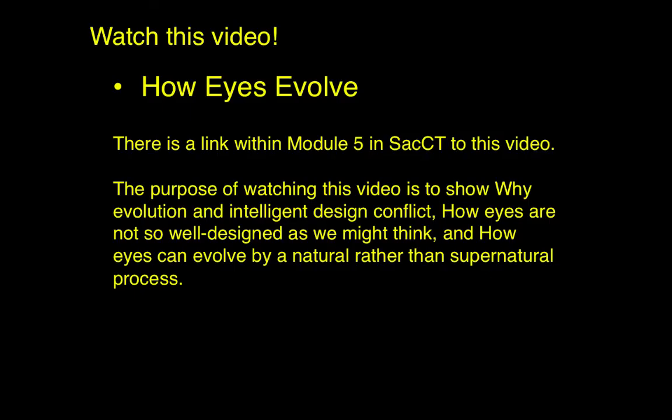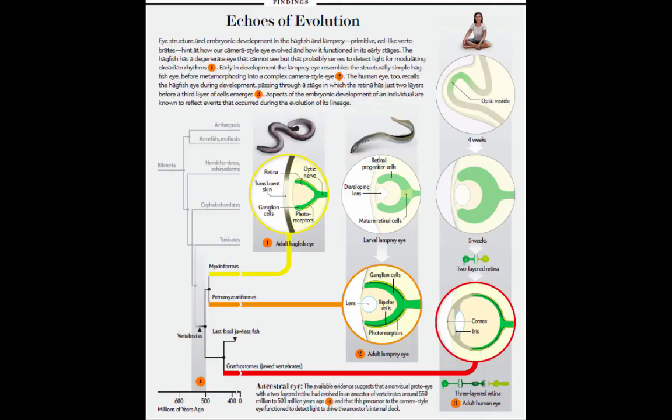Watch this video, How Eyes Evolve. There is a link within Module 5 in SACCT to this video. The purpose of watching this video is to show why evolution and intelligent design conflict, how eyes are not so well designed as we might think, and how eyes can evolve by a natural rather than supernatural process.